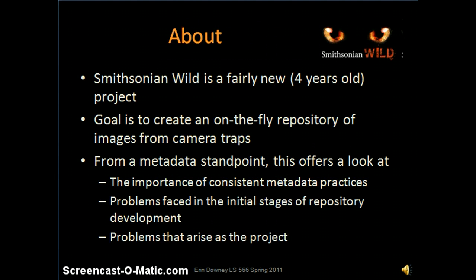And the project is about 4 years old, and as I said before, the goal is creating an on-the-fly repository. From a metadata standpoint, this is a really interesting project because it gives you some idea of the importance of consistent metadata practices, problems faced in the initial stages of repository development, and problems that arise as the project grows.